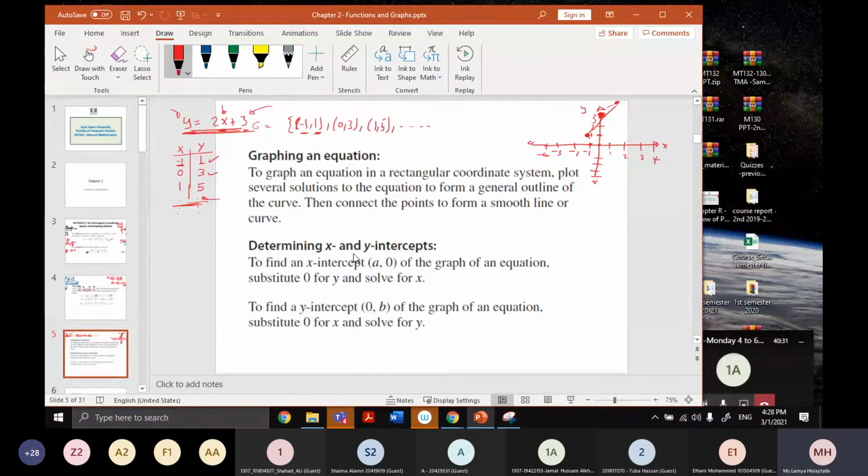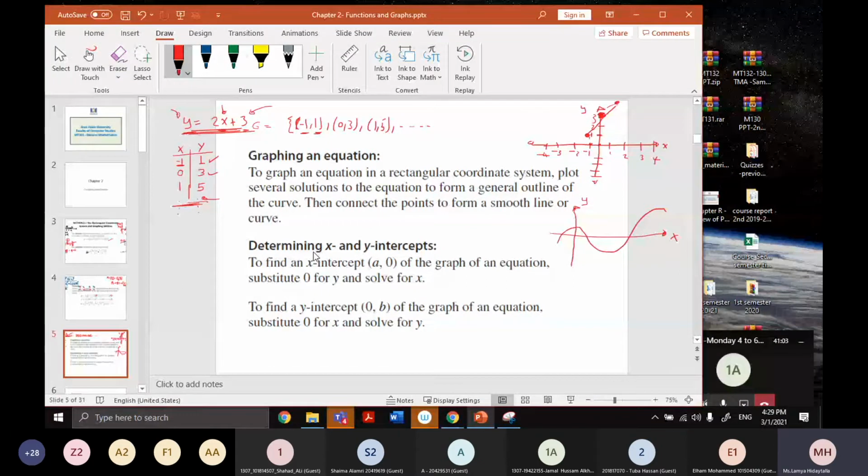If I need the x and the y intercept, if I have any curve, for instance, let's say I have this curve, this is my x axis, and for instance, this is my y axis.